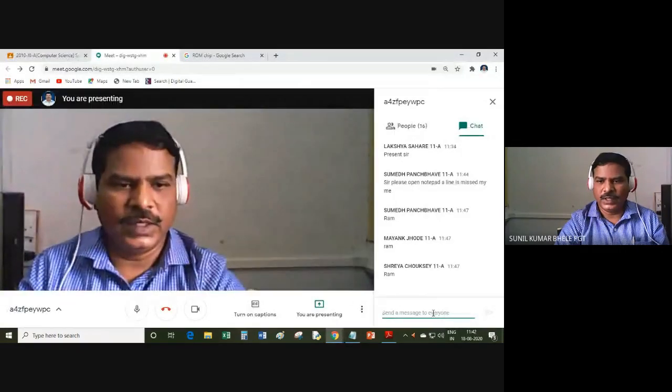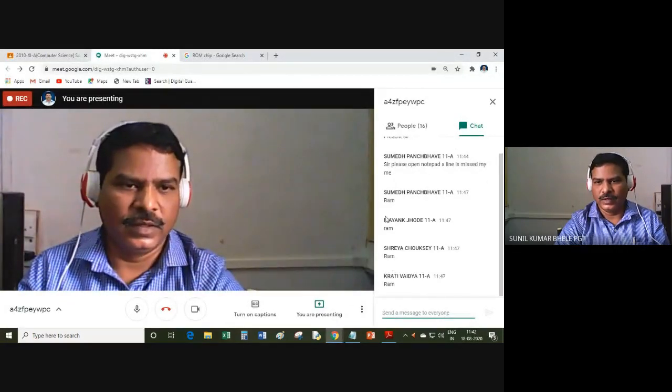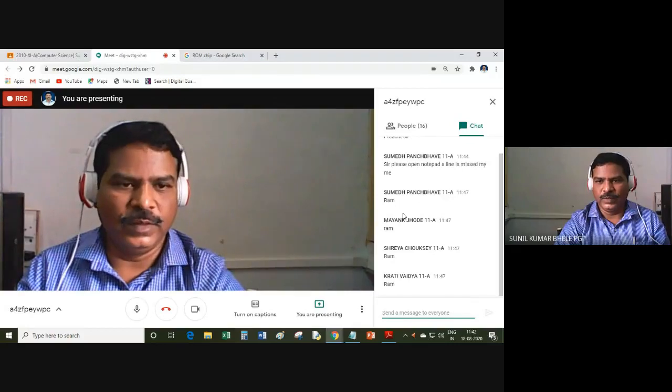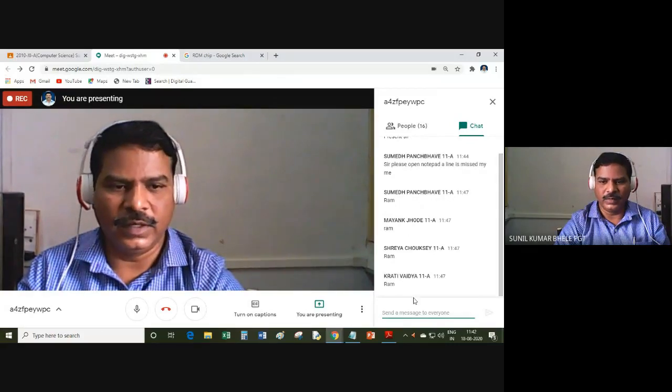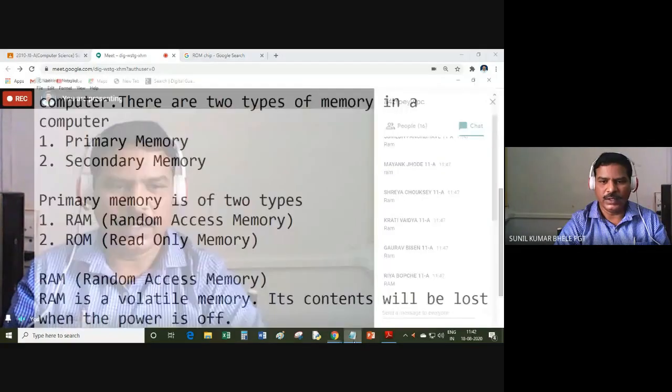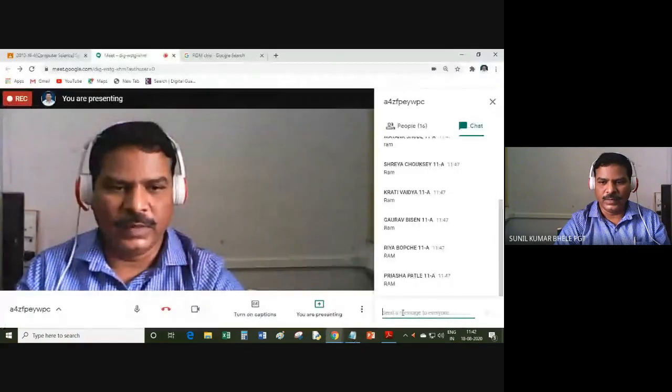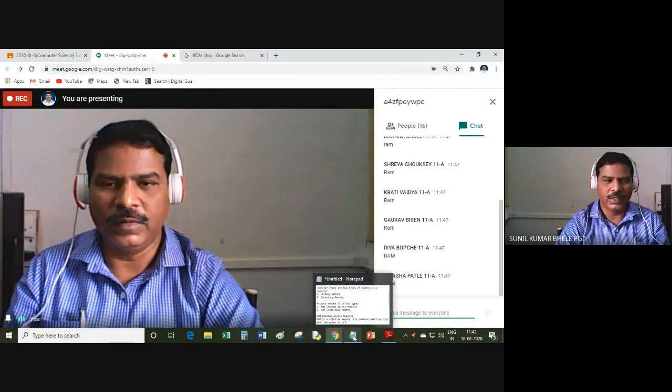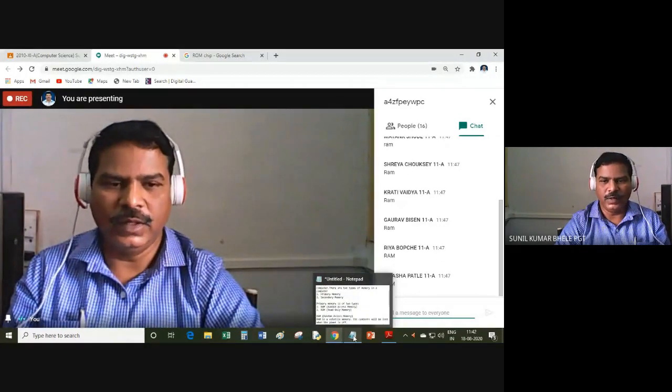Can you type inside the chat? Okay, Sumedh, Mayank, Shreya and Krati have written RAM. Yes, RAM is a volatile memory. Volatile memory means the contents will be lost in the absence of power. When you switch off the computer system or suddenly the power is off, the contents of RAM will be lost.